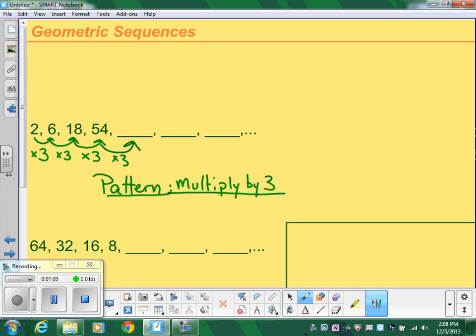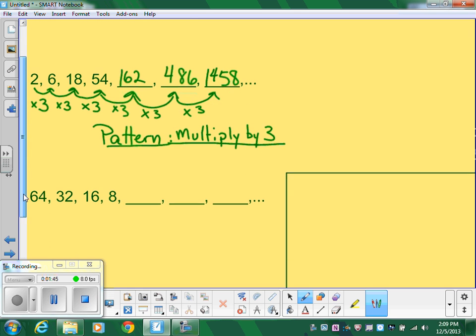54 multiplied by 3. We continue times 3, and we continue times 3. 54 times 3 is going to give us 162. And 162 times 3 gives us 486. And that multiplied by 3 gives us 1,458. So now we have 1, 2, 3, 4, 5, 6, 7 terms. Let's take a look at the example below that.